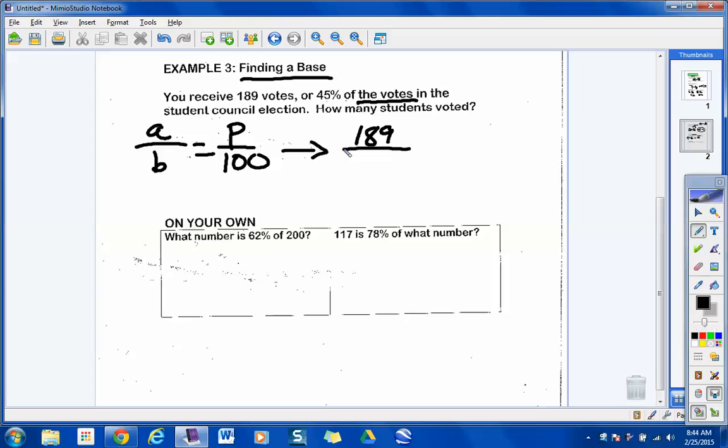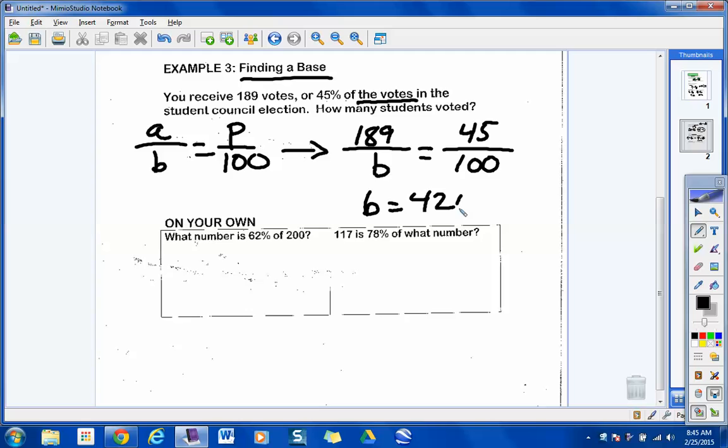Do we know the number of people that voted? Don't have a clue, do we? Nope. So I have to leave this as B down here this time, right? That's going to equal the percent of votes that I received. What was the percent I received? 45. So 45 out of what? 100. All right, tell me what you get. I got 420. 420? Yes. Okay. Good. It's not a decimal at all? No? Okay. So how many students voted in this election, gang? 420.